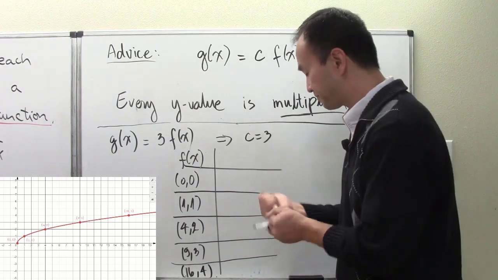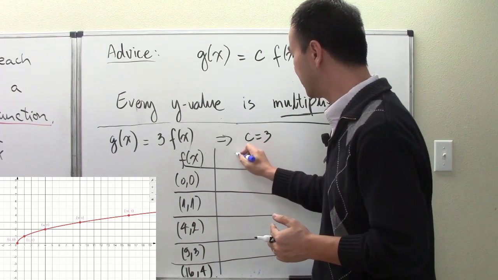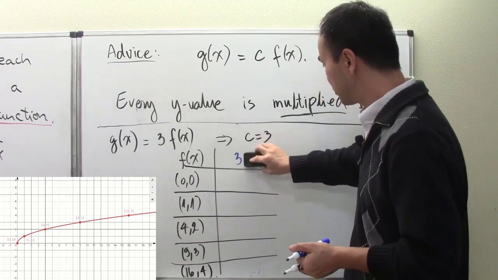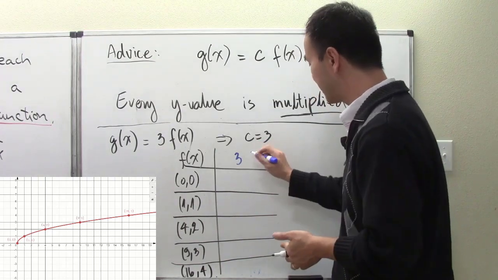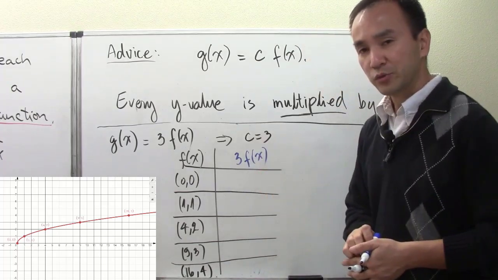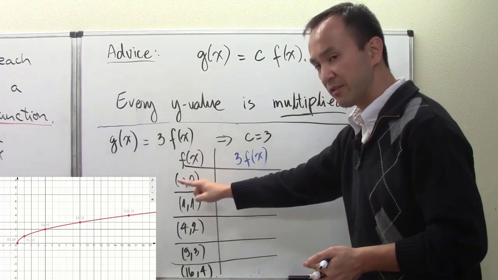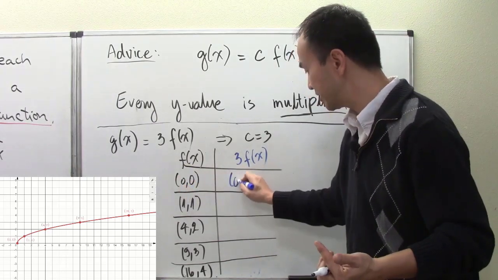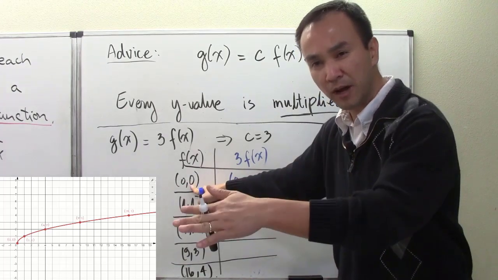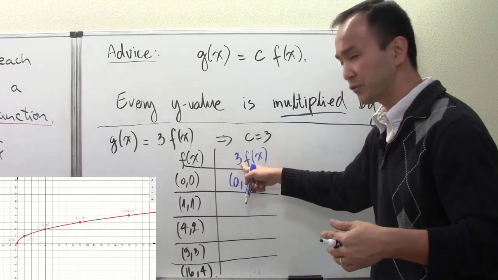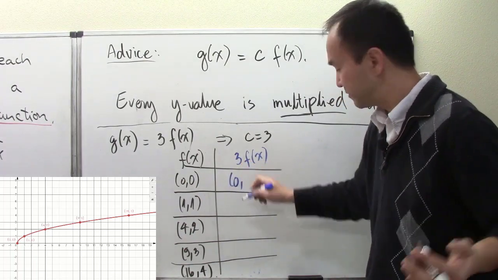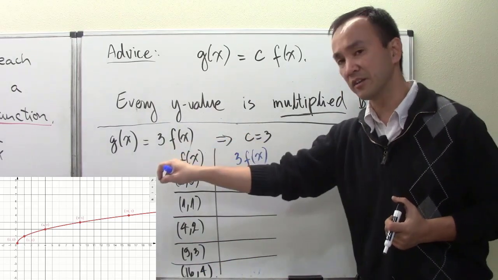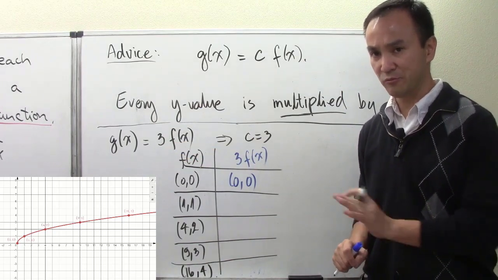Now for g of x, which is 3 times square root of x. Maybe I should have written 3 times f of x instead of 3 times square root. So 3 times f of x. Now (0, 0): the first value is 0, it doesn't change because it's the x value, it stays the same. But the second value is 0, now multiplied by 3. 0 times 3 is just 0. So I have another point being (0, 0), but this point is now on the transformed function.